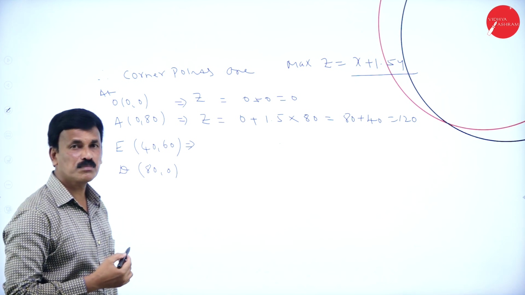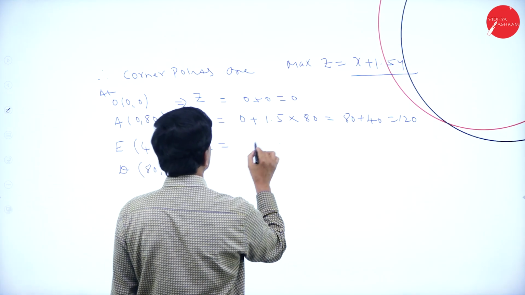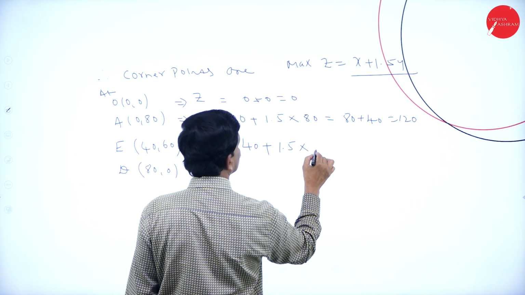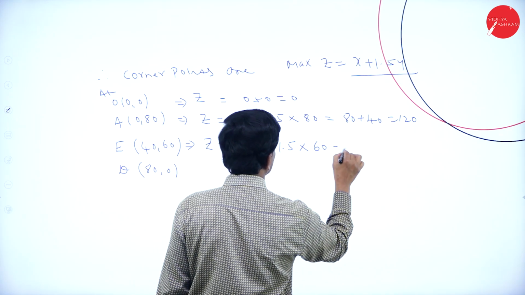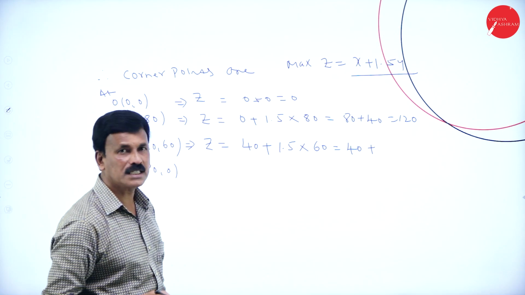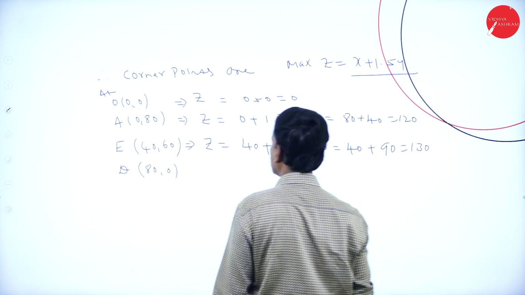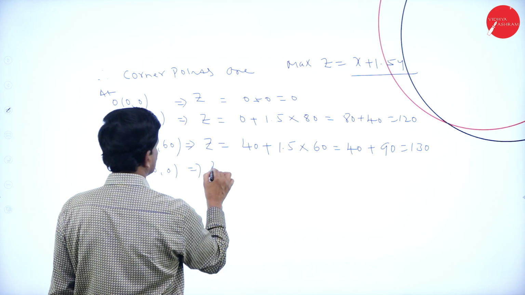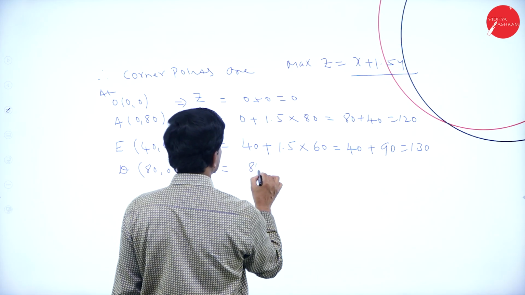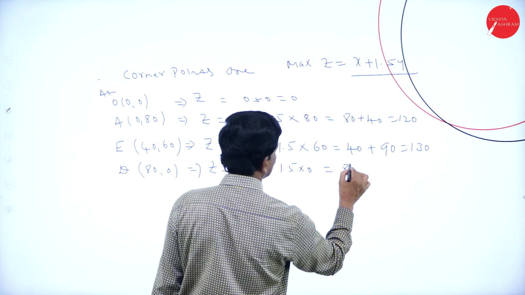Again, at this point, 40, 60, Z is equal to, what is x? x is 40 plus y is 1.5 into 60. So, this is equal to 40 plus 60 plus 30 is 90. This is equal to 130. Now, at 80, 0, Z is equal to 80 plus 1.5 into 0, which is equal to 80.